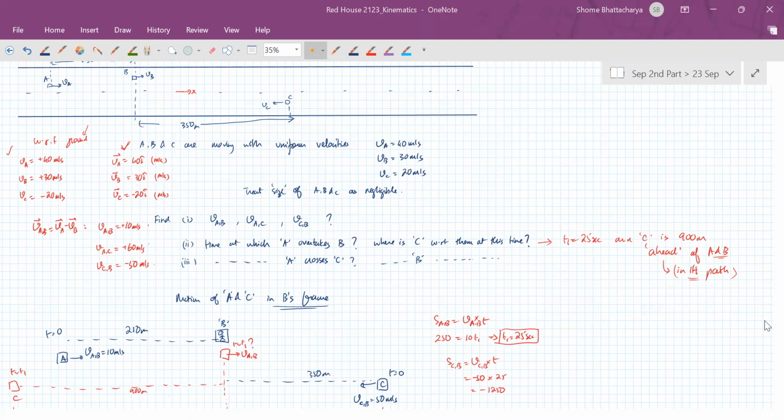Yes, Adinath, we can do that, of course. We can do all this from ground frame point of view also. So that is how you are suggesting that we can find the position of C and B individually.